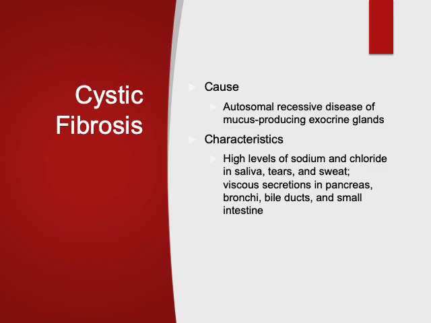CF, or cystic fibrosis, occurs in about 1 in every 3,300 births of Caucasian infants, and 1 in every 15,300 infants that are not Caucasian. So there is a connection to genetics.